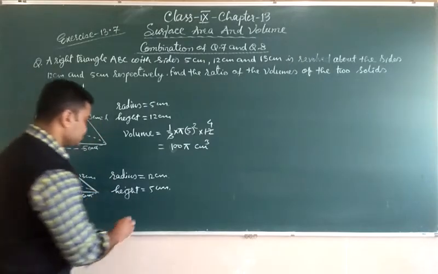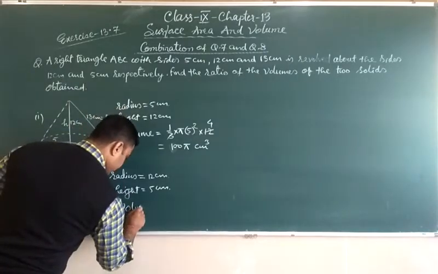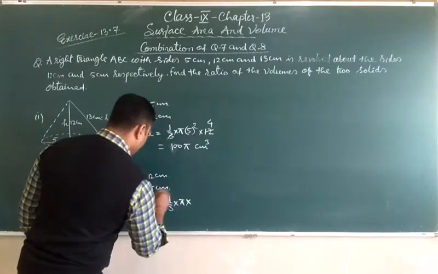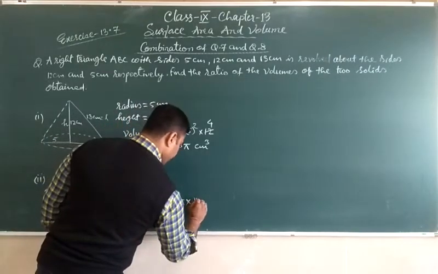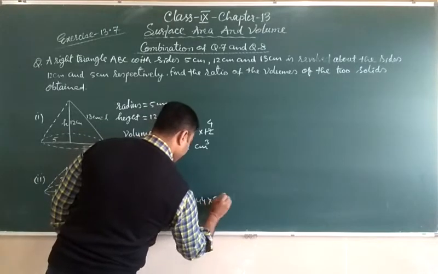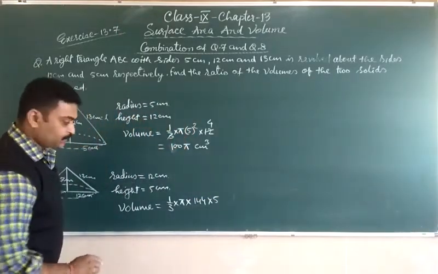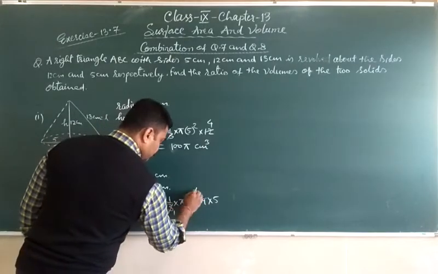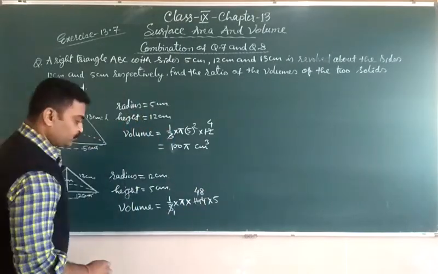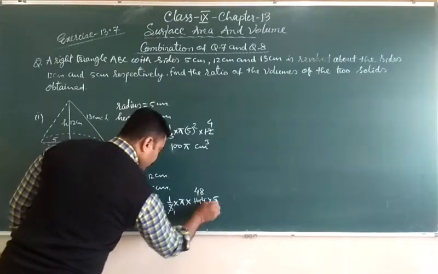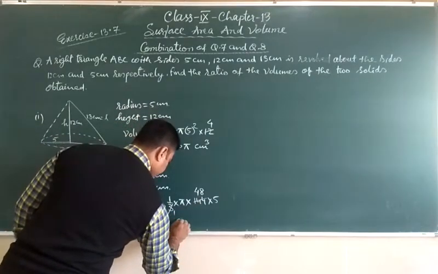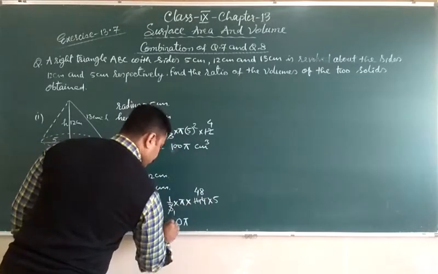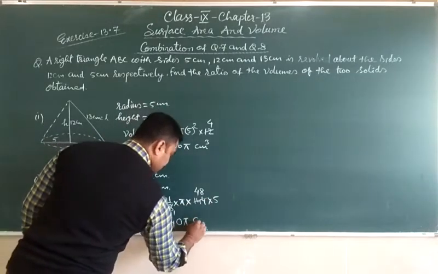In the second case volume is equal to 1 upon 3 into pi into r square, that is 12 into 12, 144 into 5. Clear? 144 will cancel out by 3, 3 4s are 12, 3 8s are 24. So volume is equal to 48 into 5, that is 240 pi centimeter cube.